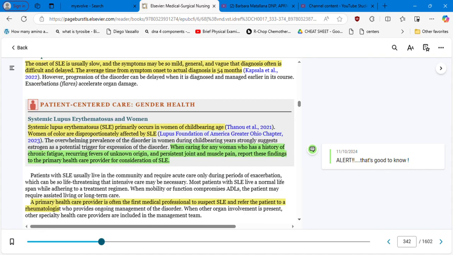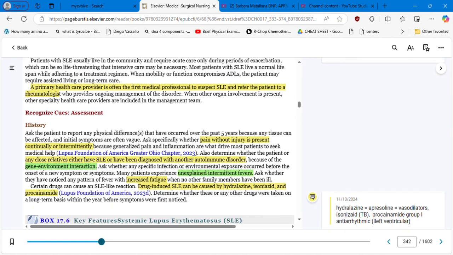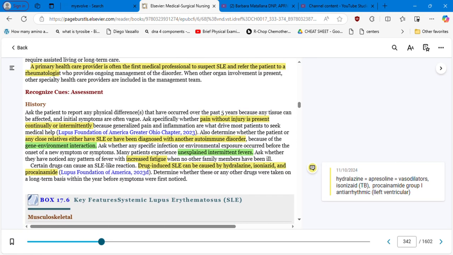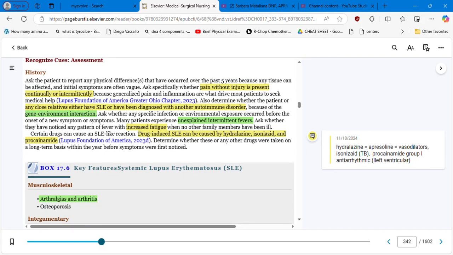But there is another symptom that is the real one that is going to give you the real diagnosis. We're going to talk about that in a few minutes. A primary healthcare provider is often the first medical professional to suspect SLE and refer the patient to a rheumatologist. That's the doctor who is going to treat lupus. Now, pain without injury is present, intermittent. That's part of your arthritis or joint pain, muscle pain.